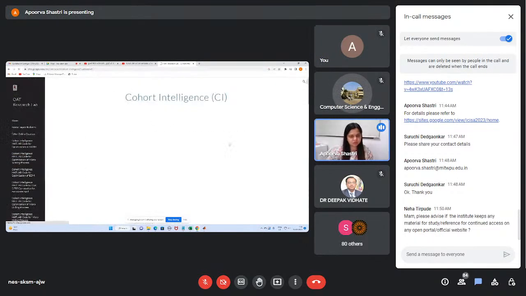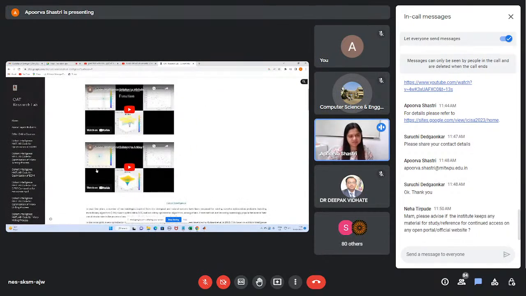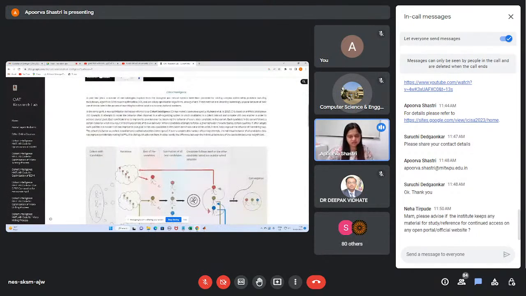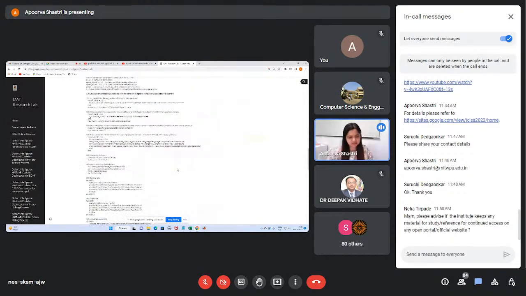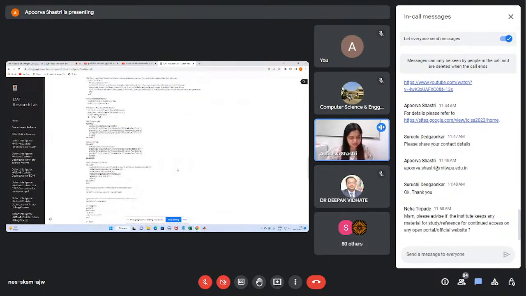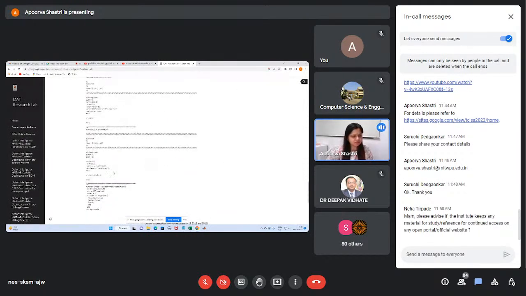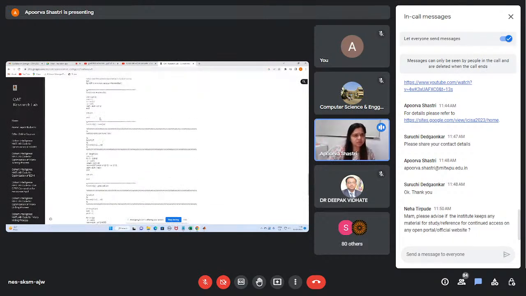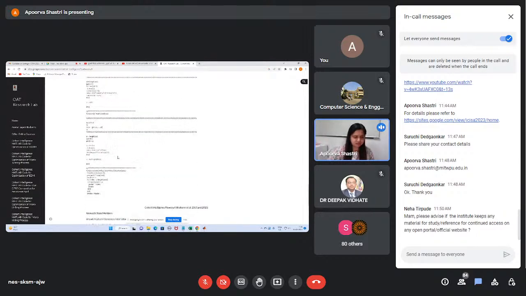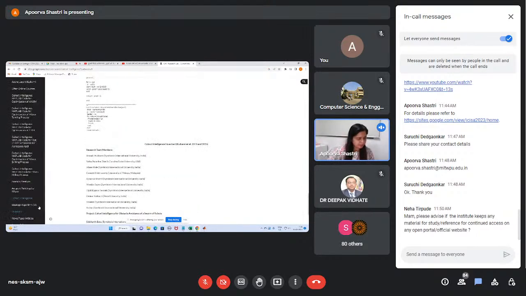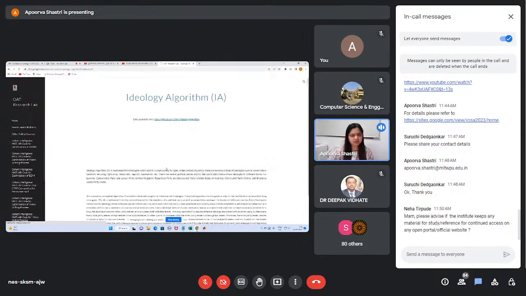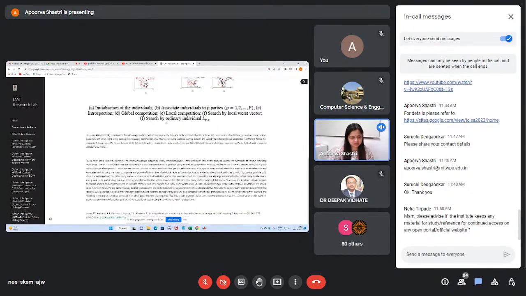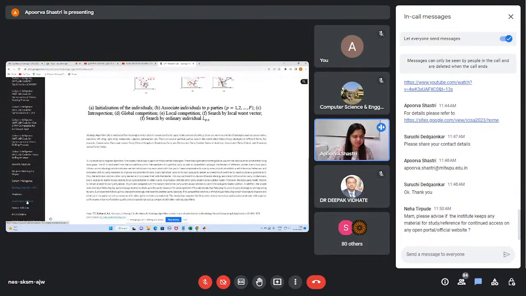This is about cohort intelligence, which we have talked about. These are the 3D plots and different graphical representations and illustrations. This is the CI code also. These are different functions. You can check Griewank, Rosenbrock, Sphere. So these are the functions which are available. Then you can check the ideology algorithm is also there, and everything about the ideology algorithm is given.